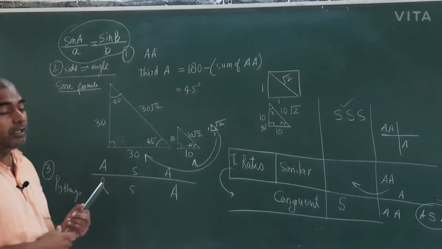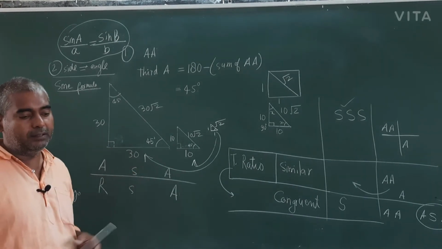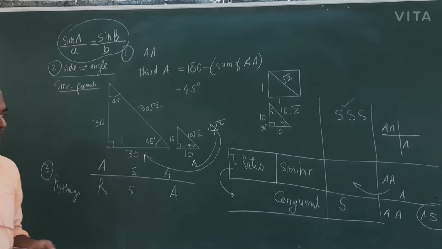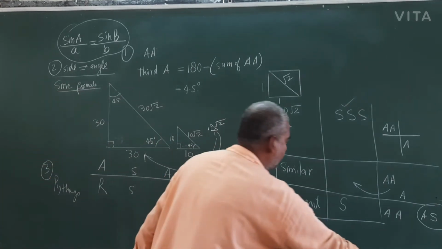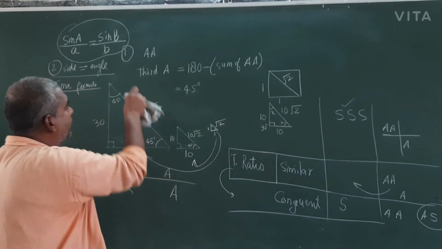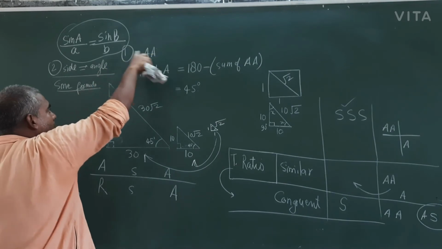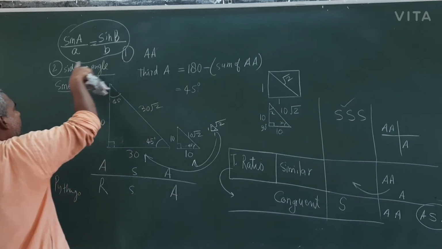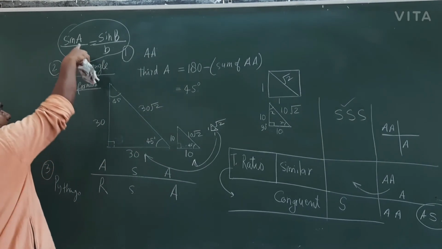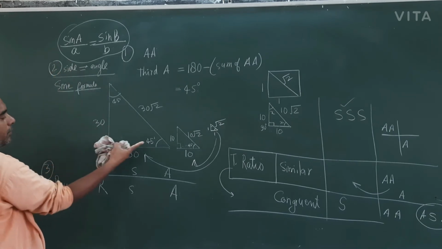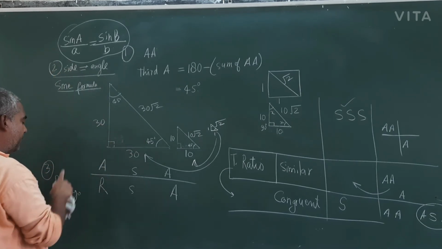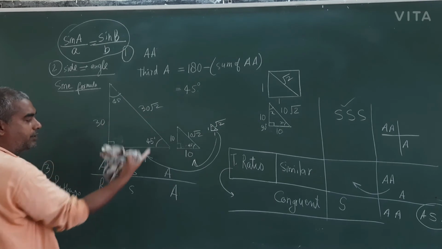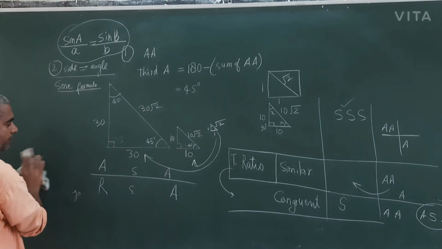But how will the trigonometry come here? Let me show. These are three theorems I have used. First, I will find the angle. The second, side angle side. So I have found this 30, and then by Pythagoras theorem 30 root 2. All three sides have been found.